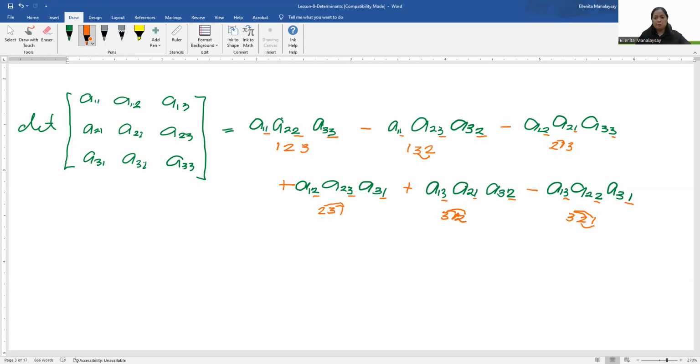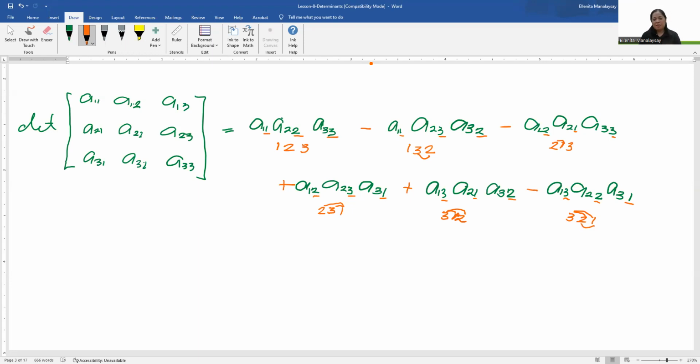So this gives the determinant of a 3 by 3 matrix. So it's somehow lengthy and maybe confusing for others. Pero ganyan yung gagawin, ano? A11, A22, A33, minus A11, A23, A32, minus A12, A21, A33, plus A12, A23, A31, plus A13, A21, A32, minus A13, A22, A31. Okay? So that's how we get the determinant of a 3 by 3 matrix.